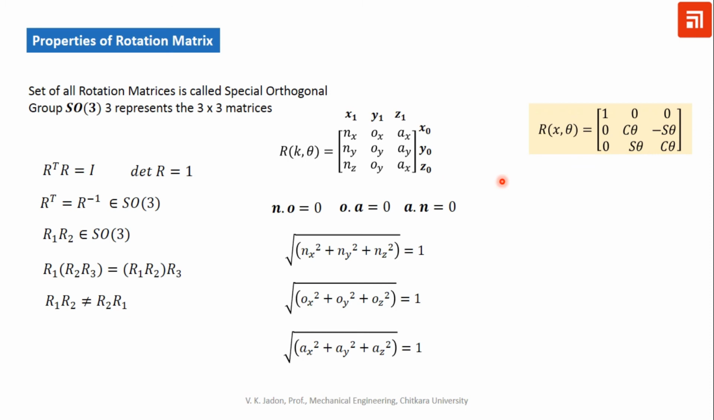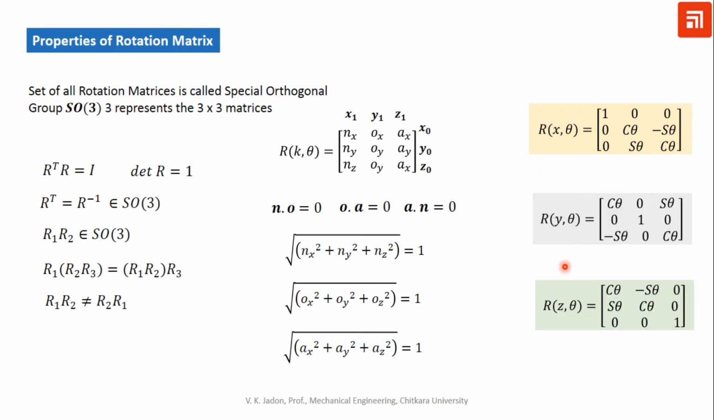So these conditions are satisfied. For reducing the space required for writing rotation matrices, we use C to represent cos and S to represent sine. So this is how we will be representing rotation matrices for further analysis. And these are fundamental rotation matrices because we are only considering rotation about either x or y or z, not collectively.